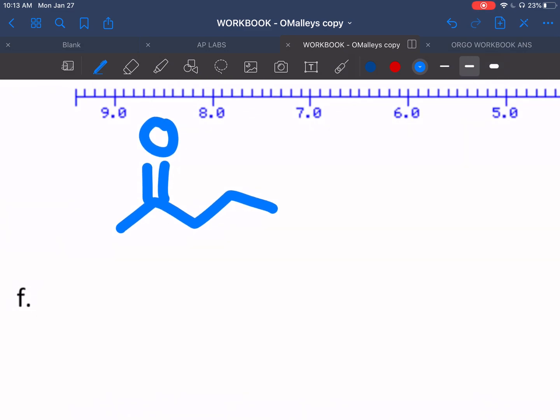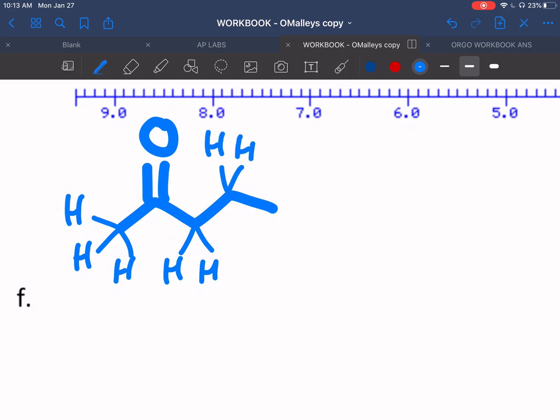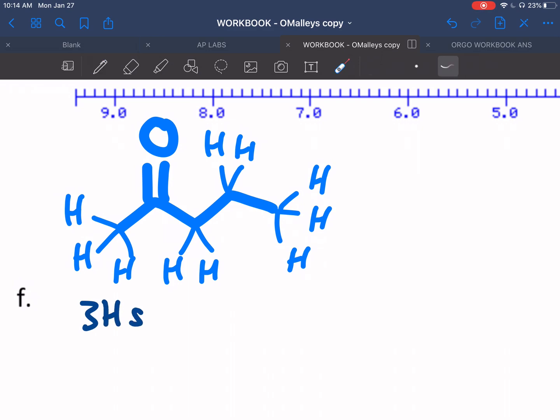Okay, the first thing I would do is actually draw in the hydrogens. There's 3 on the left. There's 2 right next to the ketone, 2 beyond that, and then 3 more all the way to the right. And if I created a peak list off to the left, I would have a 3 hydrogen singlet, because it integrates for 3 but has 0 neighbors.